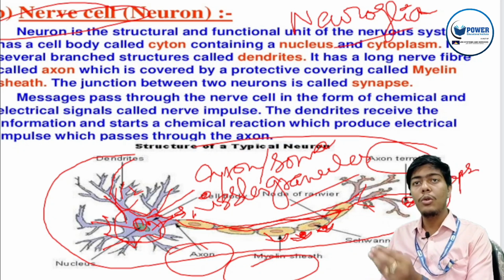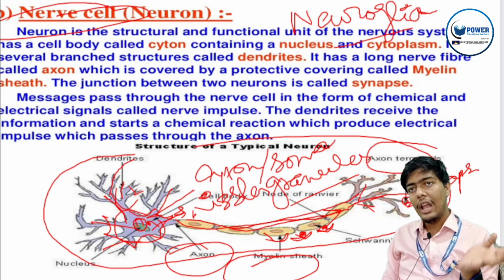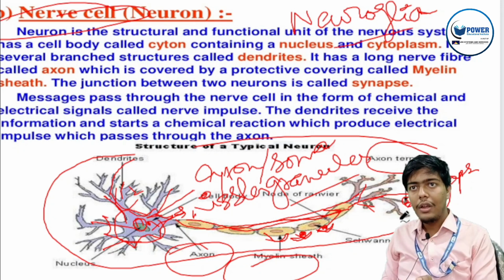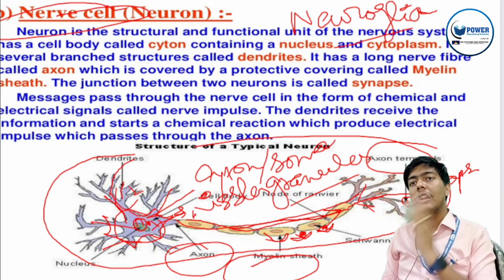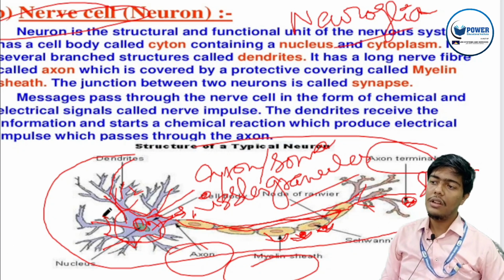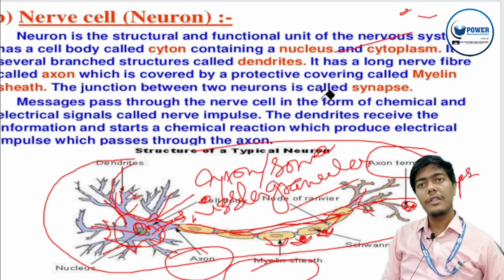via the neurotransmitters. So these neurotransmitters are the chemicals which help in conduction of the signal from the synaptic bulb of the axon terminal of one neuron to the dendrite of the next neuron. So this is the detailed structure we have learned about the neuron. In the next class we will learn about the nervous tissue.